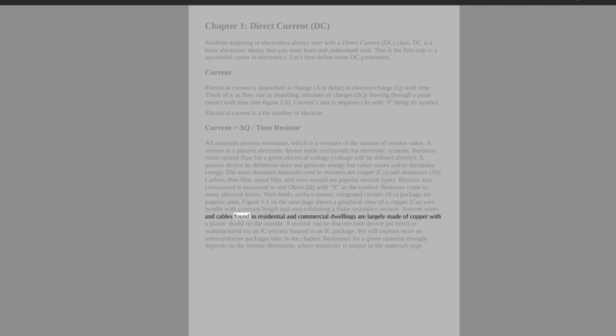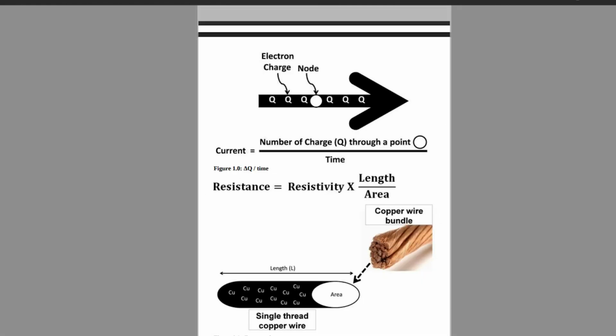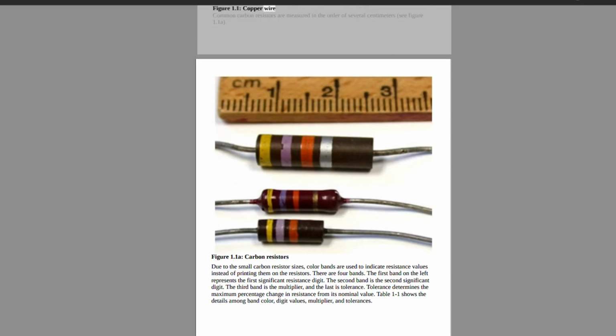Internet wires and cables found in residential and commercial dwellings are largely made of copper with a plastic shield on the outside. A resistor can be discrete, one device per item, or manufactured via an IC process housed in an IC package. We will explore more on semiconductor packages later in the chapter. Resistance for a given material strongly depends on the resistor dimension, where resistivity is unique to the material's type. Figure 1.0, Increment Q/time. Figure 1.1, Copper wire.